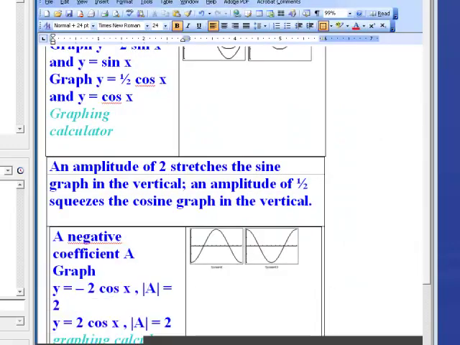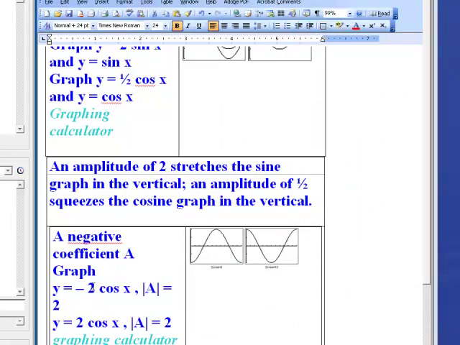That's also why the amplitude was listed as an absolute value, so that we wouldn't consider the amplitude to be negative 2. We recognize that the amplitude itself is 2. And the negative here simply means that it's going to be switched around, reflected about the x-axis. Okay.